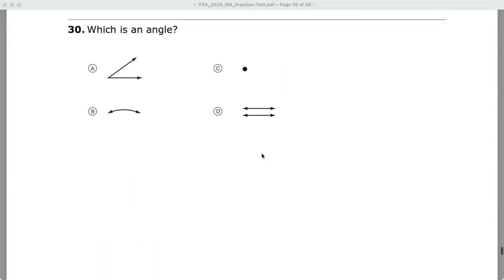Okay, which one of these is an angle? So an angle is A. A is an angle. This one, B is a curve, C is a point, and D are 2 parallel lines.